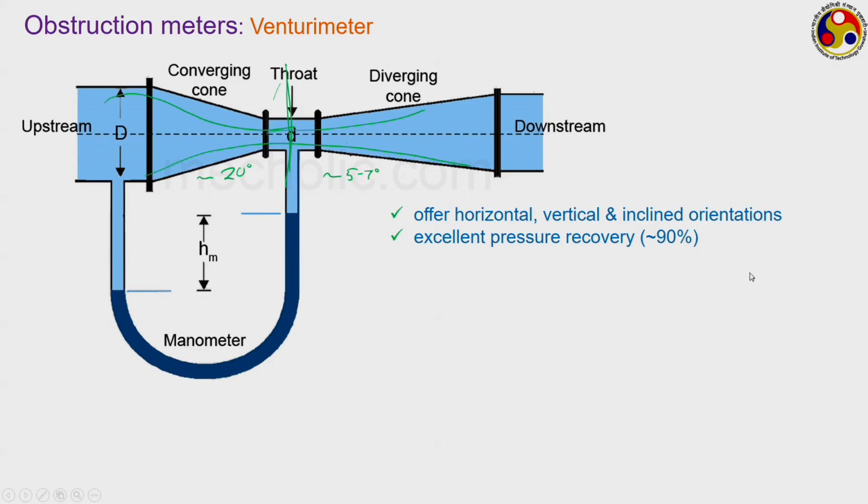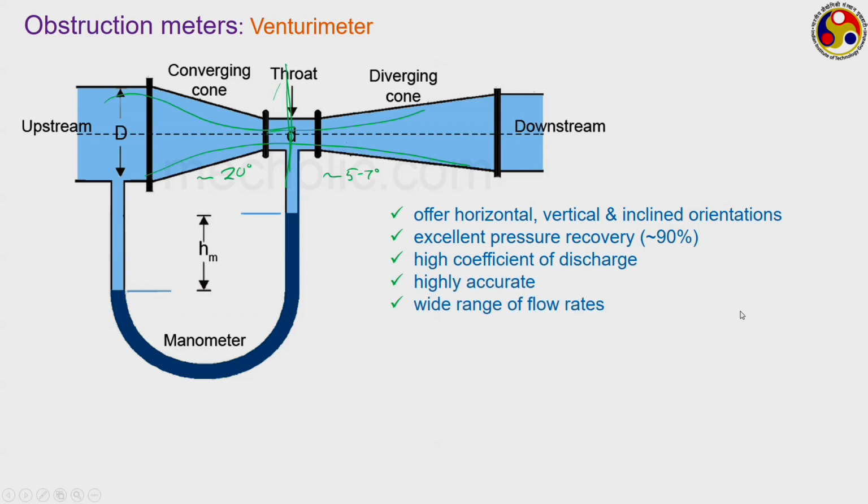Excellent pressure recovery, you can go up to 90% recovery in the initial pressure at the downstream side. High coefficient of discharge, it is highly accurate as well, and it can give a wide range of flow rates. We can use this even for dirty flows, like flow nozzles. Here there is very little chance for solid particles to get clogged, thereby allowing us to use it for situations with particle suspension or maybe some dirt or mud present in the flow.